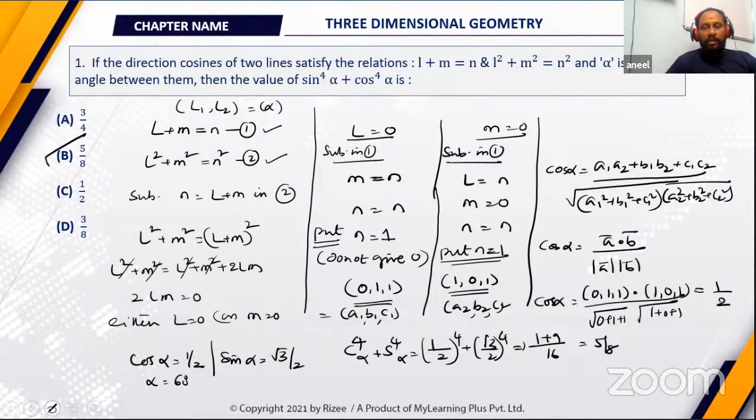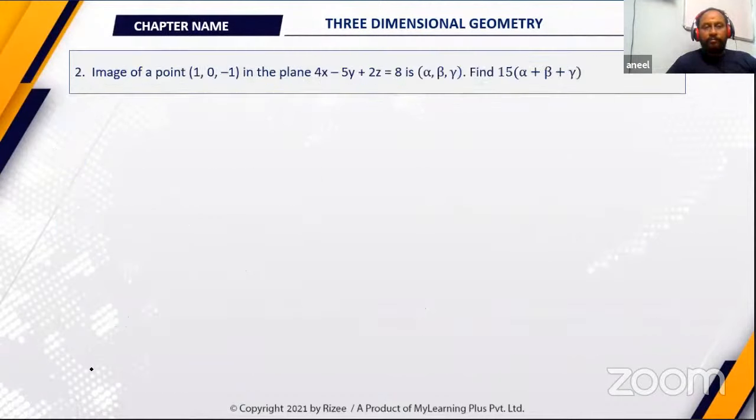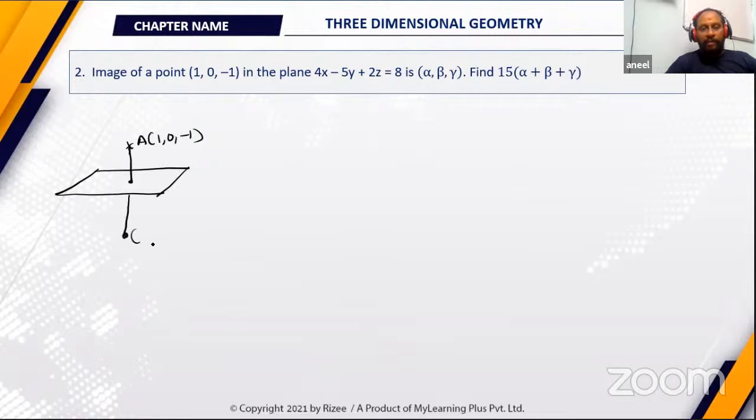So proceeding to the next problem. Image of the point in the plane. Earlier we have seen the image of the point in the line. Now this is the image of the point in the plane. This is the point, say 1, 0, minus 1. Its image in the plane is alpha, beta, gamma. The plane equation is given as 4x minus 5y plus 2z minus 8 is equal to 0. I was asking 15 into alpha plus beta plus gamma.